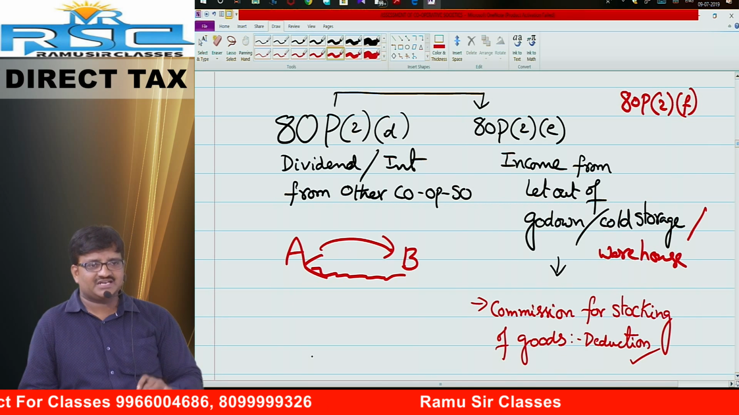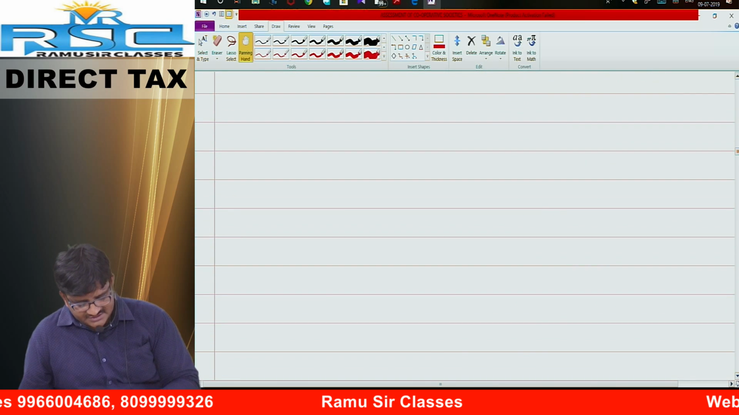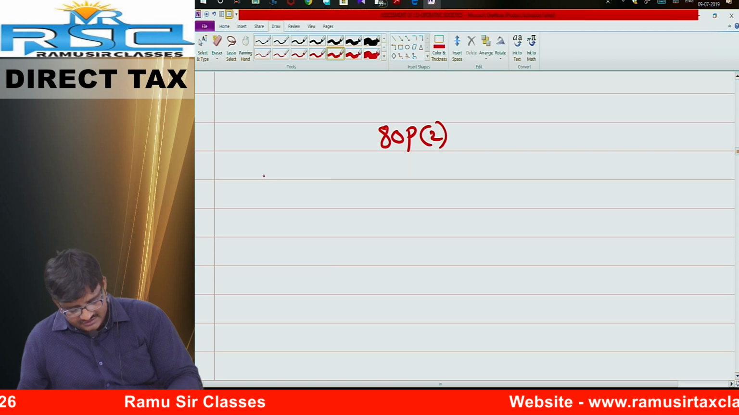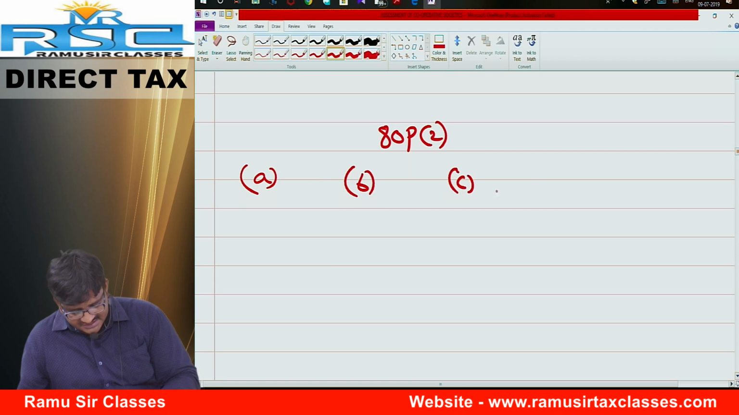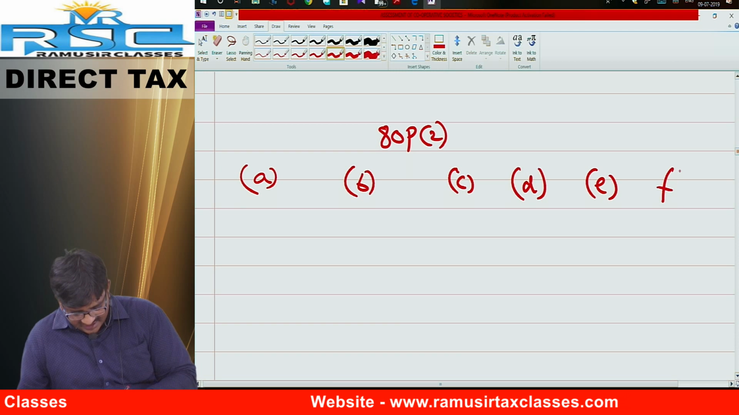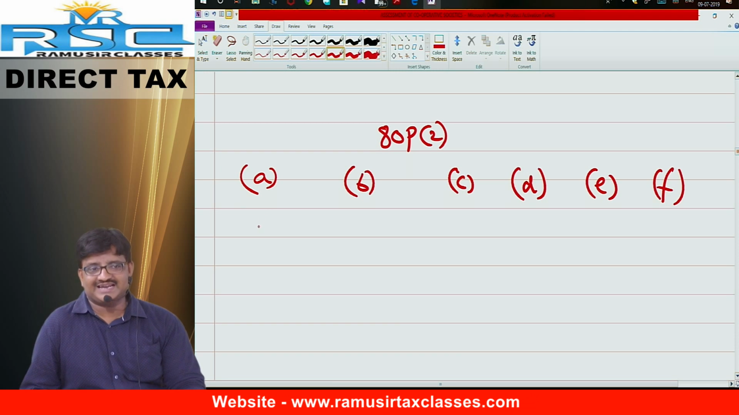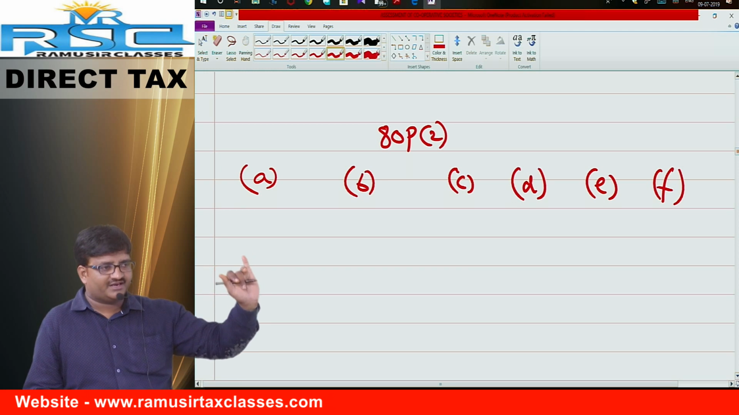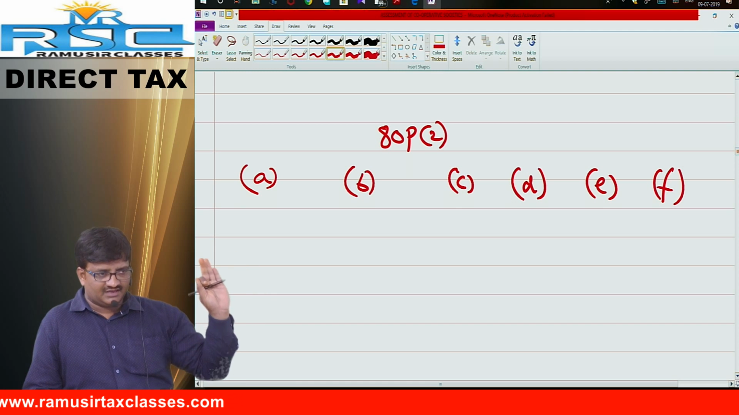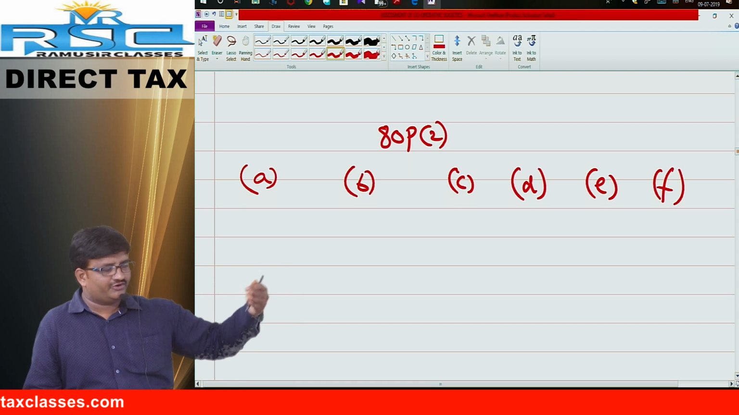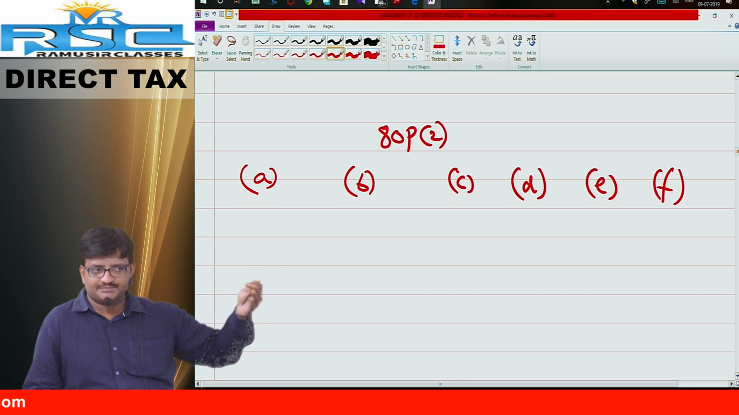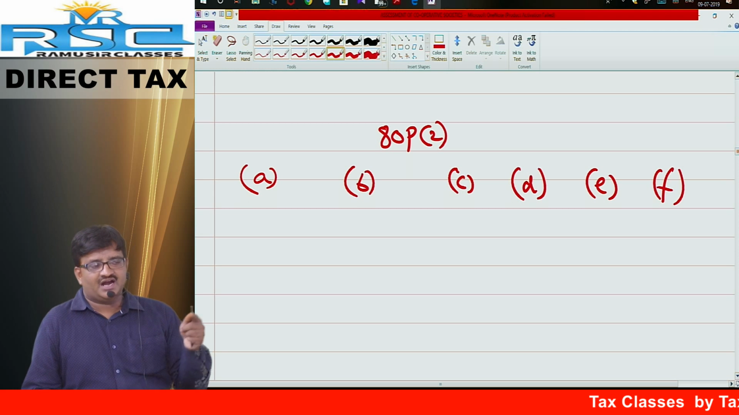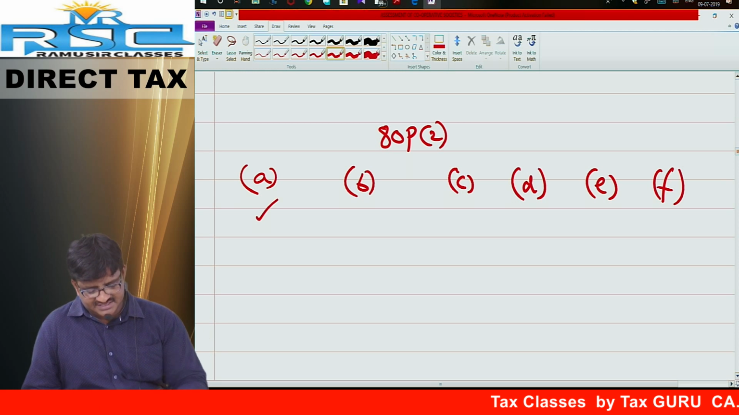So, this is the deduction under 80P. Let us sum up, friends. All the topics are as follows: 80P(2) clause A, clause B, clause C, clause D, clause E, clause F. These are the sections. First one, clause A. Income from the following activities is allowed as deduction: cottage industry, marketing facilities for agricultural produce, purchase of agricultural inputs and supply, processing and marketing activities, fisheries and allied services, and collective disposal of labor. That income is allowed as deduction.